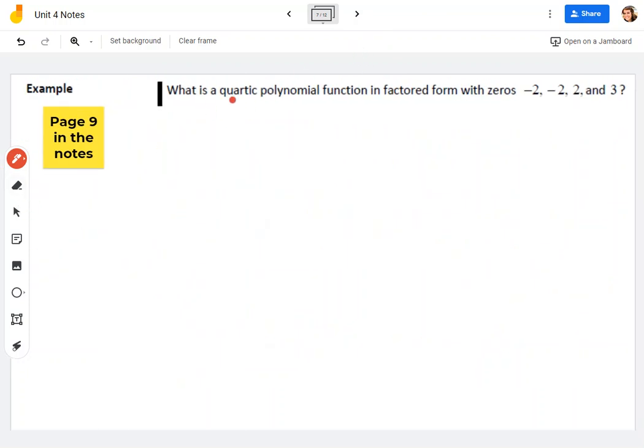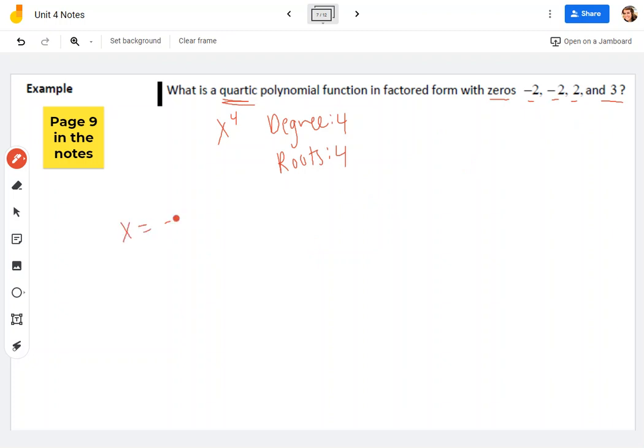So if we look at an example of this, a quartic polynomial function, quartic is like x to the 4th power. So the degree is 4, which means we can expect it to have 4 roots. So we see here we have 1, 2, 3, 4, so that makes sense.